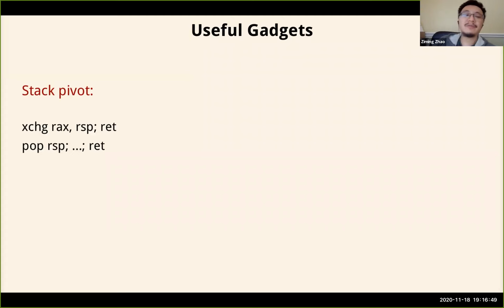So there are a lot of crazy and creative things you can do with gadgets. You probably never see this kind of instruction in real-world binaries. I've never seen something like this, but this is a valid instruction. Usually compilers don't generate this, but sometimes, maybe just in some random data, you can find gadgets like this, which can surprise you.